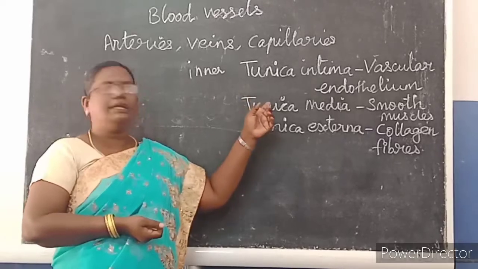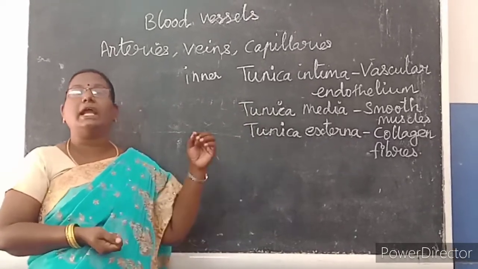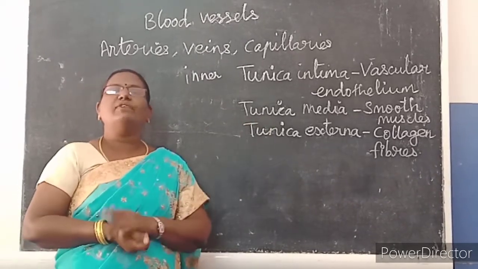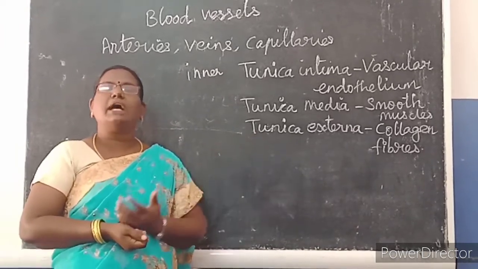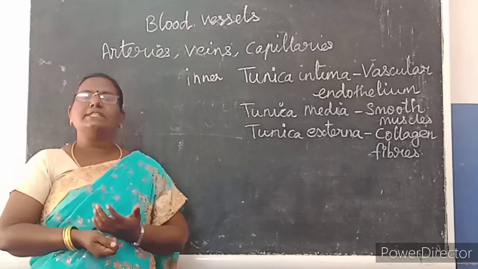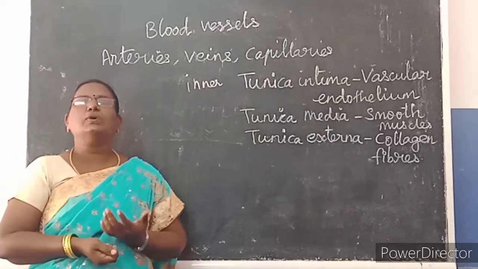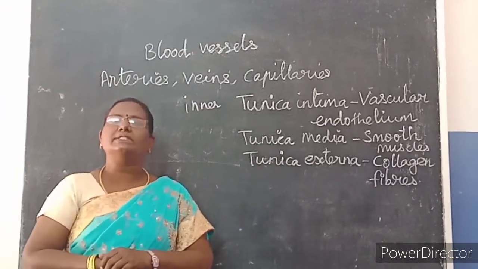This tunica intima lines the vascular endothelium, that is the internal lining of the blood vessels. Then this tunica media is formed of the smooth muscles. These smooth muscles bring about the contraction and relaxation of the blood vessels, that is vasodilation and vasoconstriction. The tunica externa is formed of the collagen fibers.